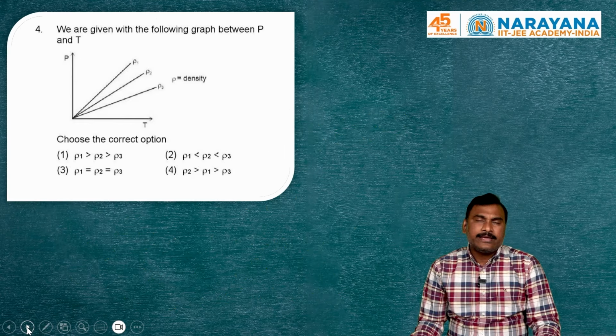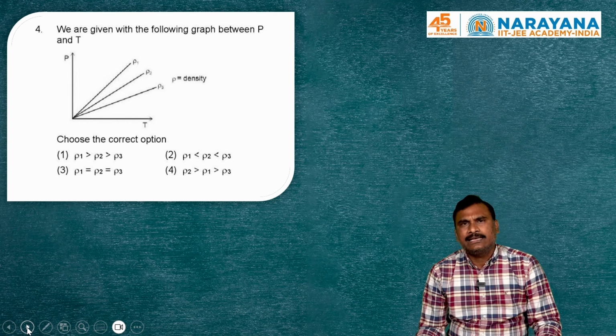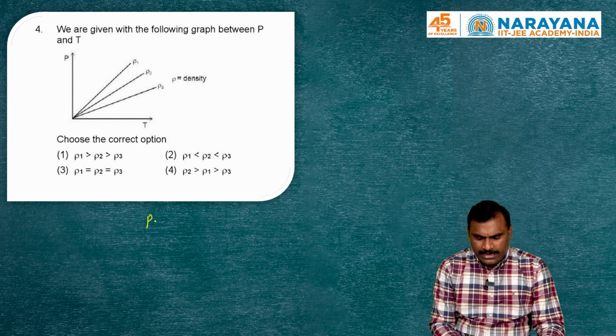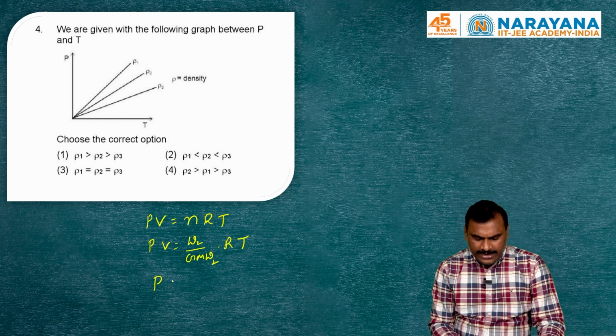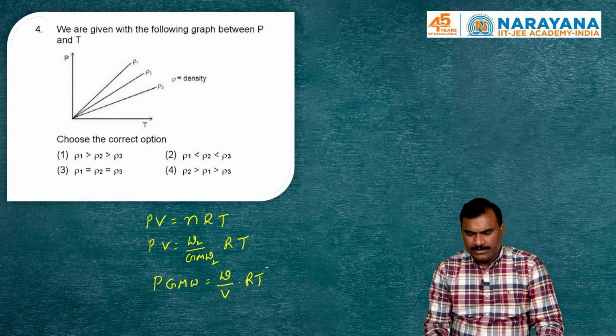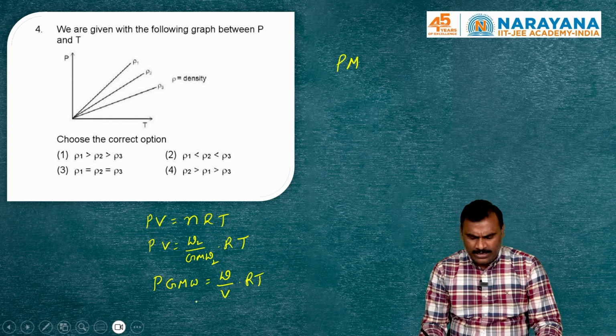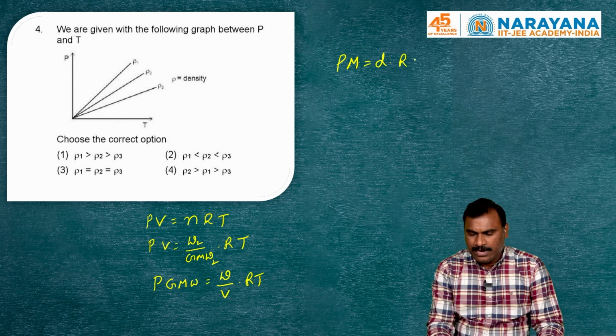We are given the following graph between P and T, where rho is the density given. You know, students, according to the ideal gas equation, PV equal to nRT, then PV equal to weight by gram molecular weight into R into T. Then P into gram molecular weight is equal to weight by volume into R into T. Then PM, where I am treating gram molecular weight as M, is equal to density into R into T.